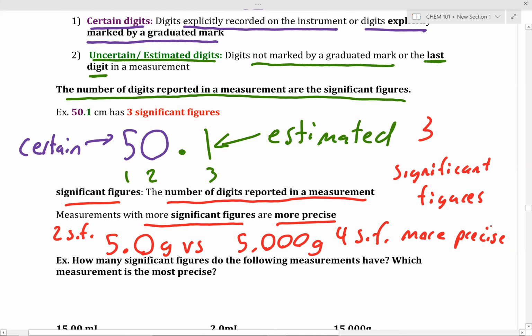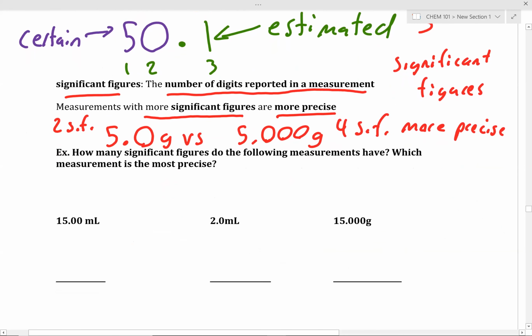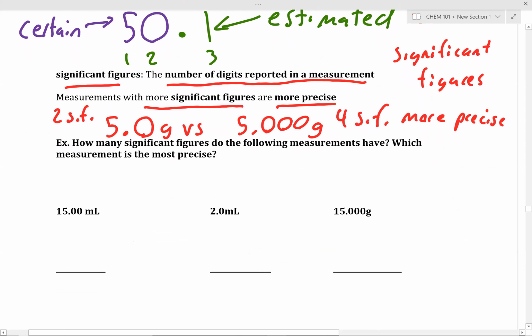Okay, so let's look at another example of this. Let's identify how many significant figures the following measurements have and which measurement is the most precise. So let's start with this measurement shown here, 15.00. How many sig figs do we have? How many total digits have we reported? 4. So it has 4 sig figs.